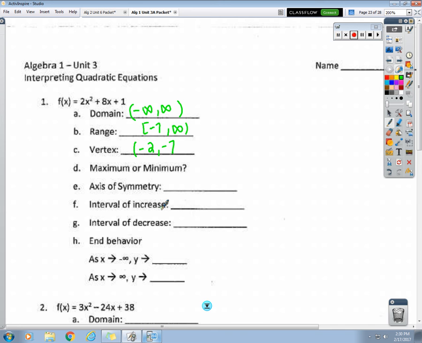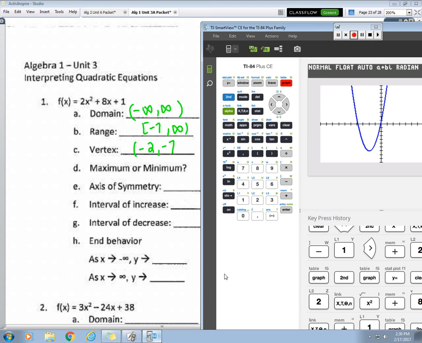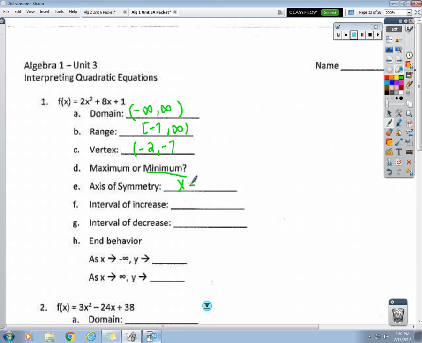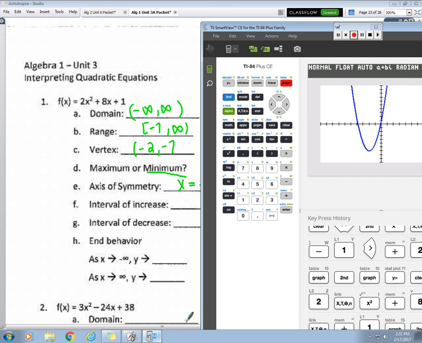Now, is the vertex for this one a max or a min? A minimum. The vertex is the lowest point since the parabola opens up. Where will the axis of symmetry be? X equals negative 2. Because the axis of symmetry is a line, so you have to write the equation of the line. Interval of increase. Isn't it increasing from the vertex up the right side? So where would that be from? Negative 2 is where it starts, and then positive infinity.